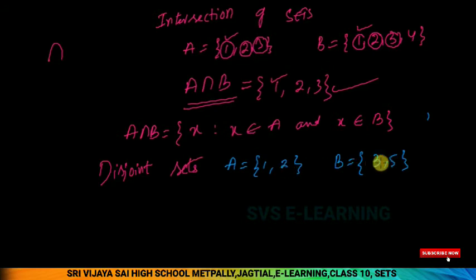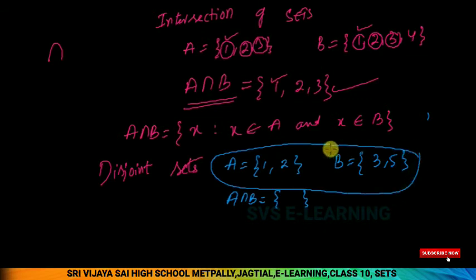Do you see any of the elements common to A and B? Are there any elements common in A and also in B? No, there are no elements which are common in A and B. So A intersection B would be empty. A intersection B is empty. Such sets are known as disjoint sets. So these are disjoint sets. A and B are disjoint sets because they don't have any elements in common.